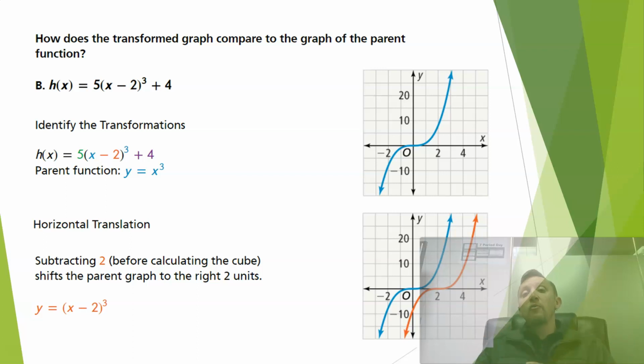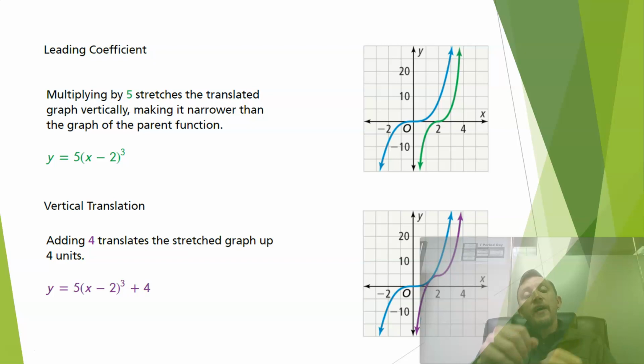So what's in red now would be our new location for the graph. Okay, now we have the 5. The 5 is going to stretch it out vertically to be 5 times the size vertically, which is going to narrow the graph. So that's what's in green. And then the plus 4 means that we're going to move that graph up 4 units. So what's in purple is your final graph.